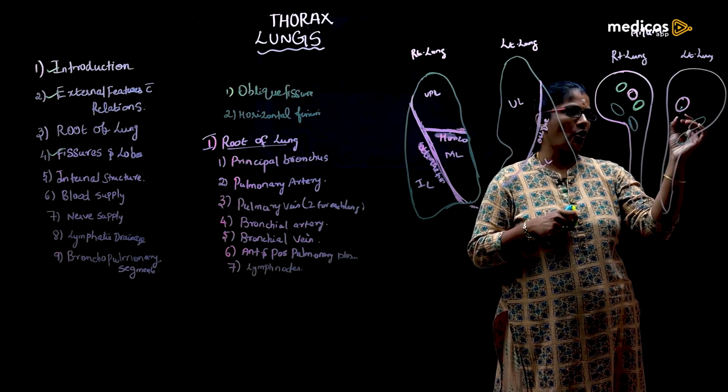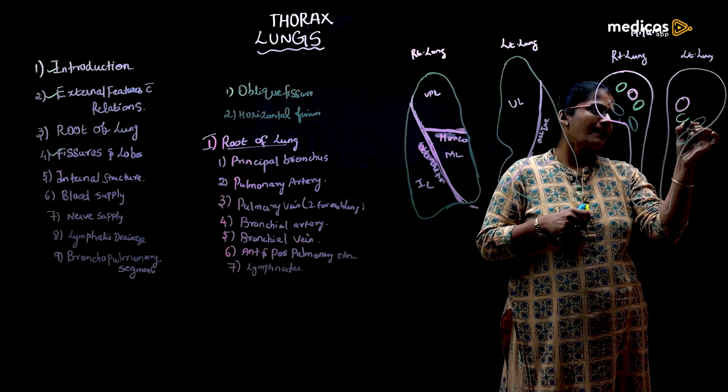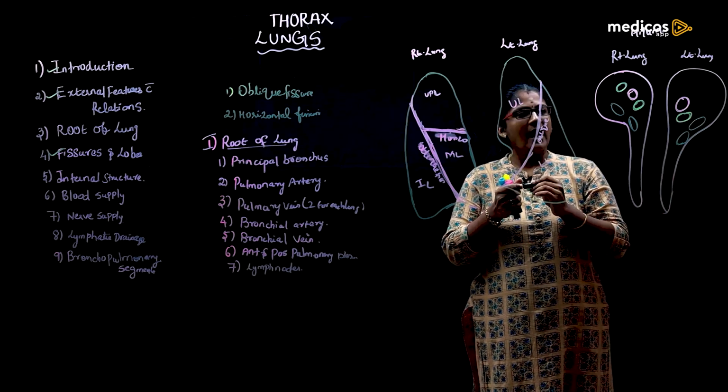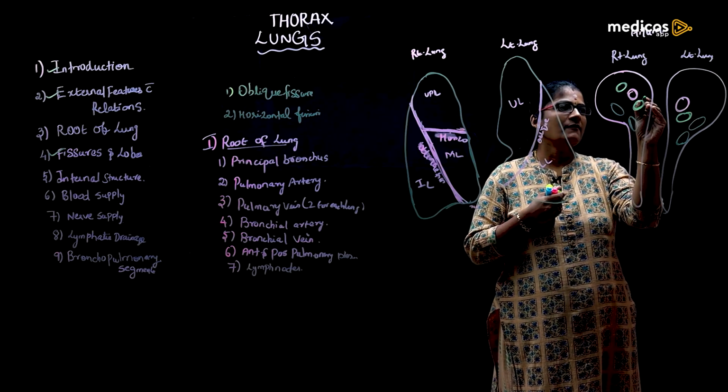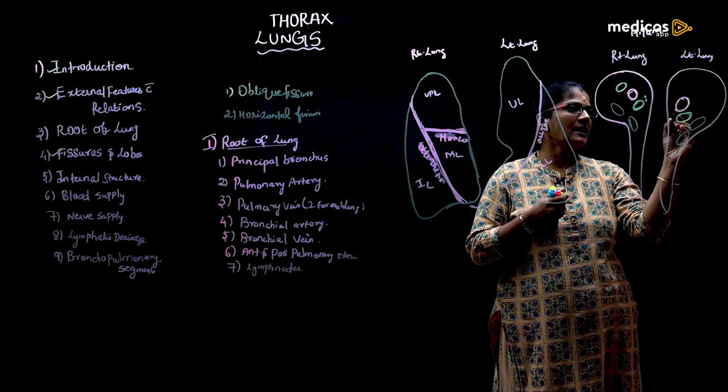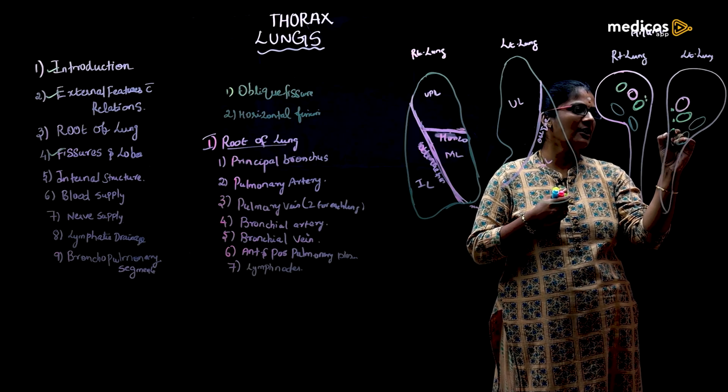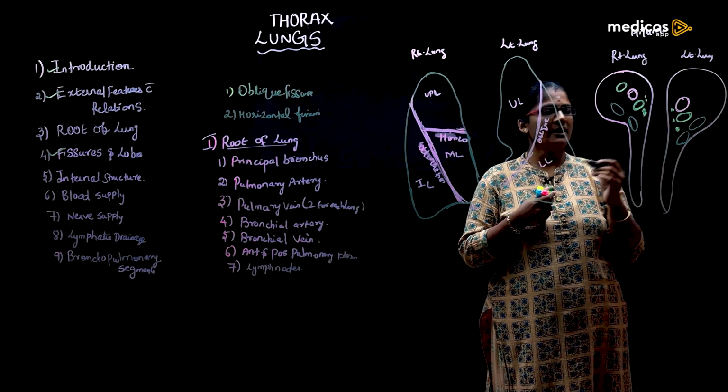Here, in the left lung, only one bronchus, that is the principal bronchus. Okay, and in addition to that, we have the bronchial vessels with the nerve plexus.